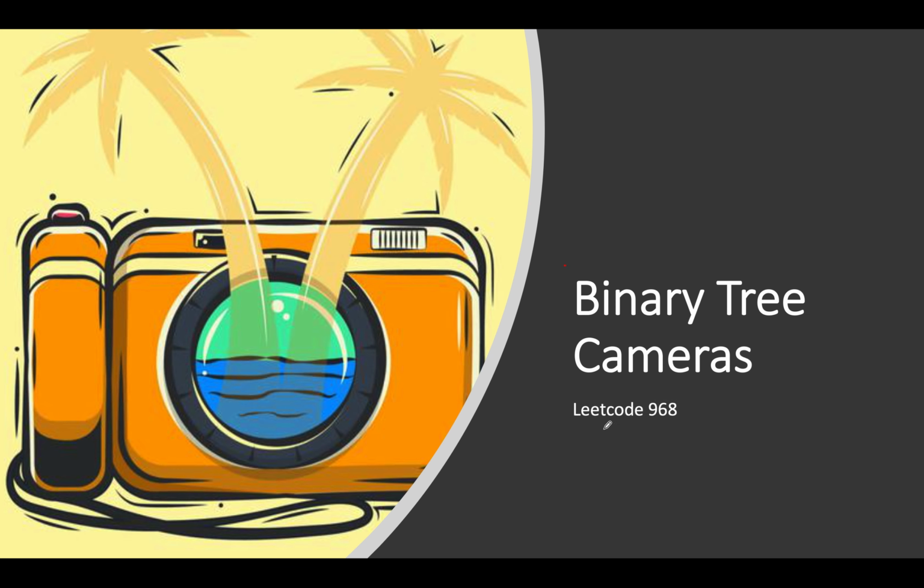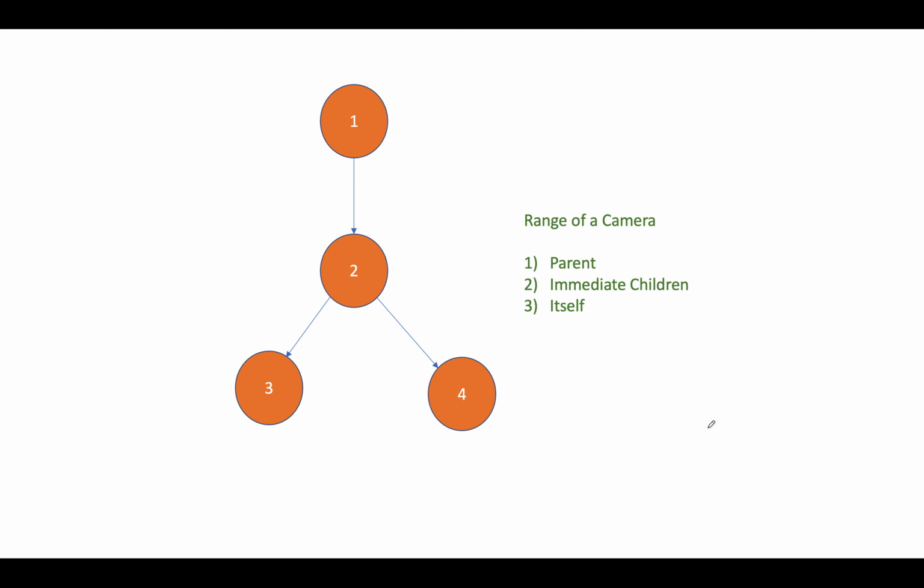Binary Tree Cameras, LeetCode 968. This is a hard question on LeetCode. However, it's a simple question. If you are aware of any tree traversals, you will be able to understand the logic and do it by yourselves. So stay tuned.